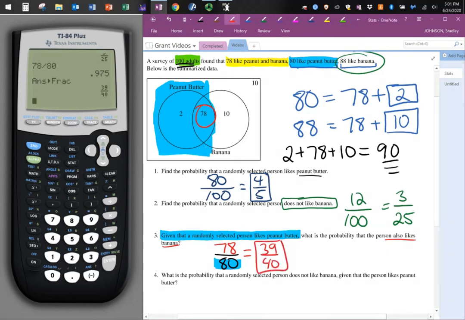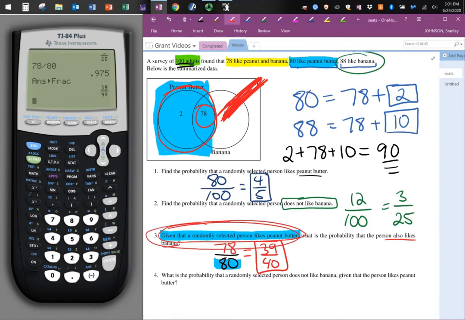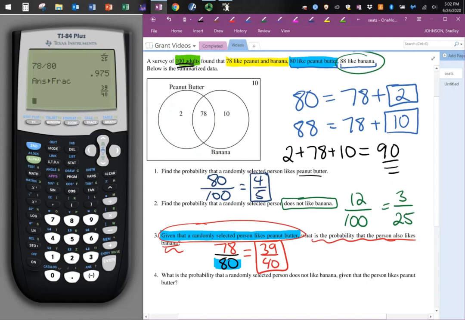So let me recap that. Given that a randomly selected person likes peanut butter, what is the probability that the person also likes banana? With a given statement, you only go to what's given. You only go to what's given. I'm going to cover up everything else because you only care about who or what situation was given to you. And then of those people, now the probability of liking banana, well, banana only overlaps in that 78 value. So then simplifying, you'd get 39 out of 40. Okay, so let me erase all my scribbles so we can start a new one.